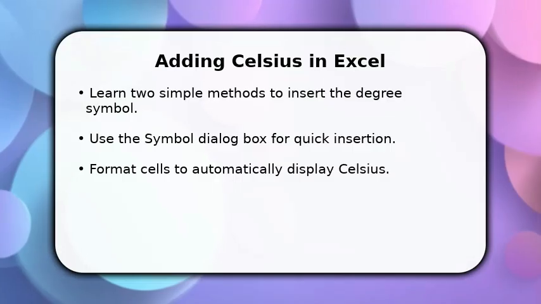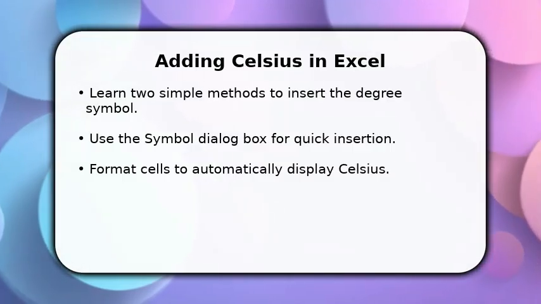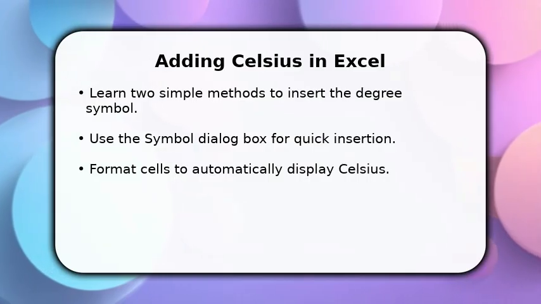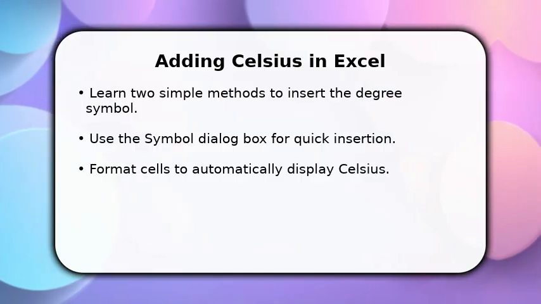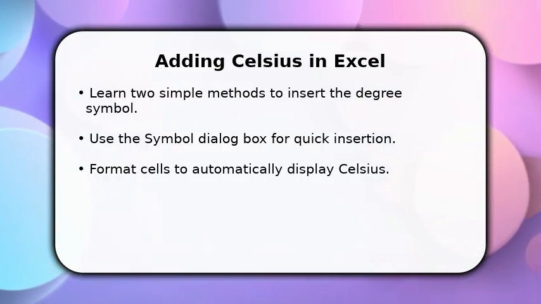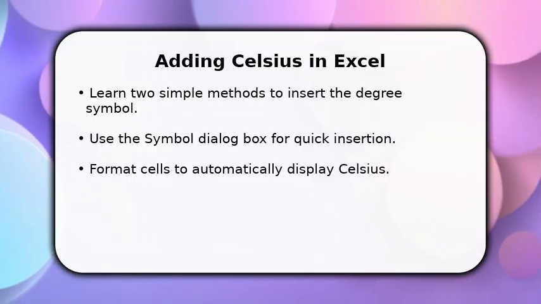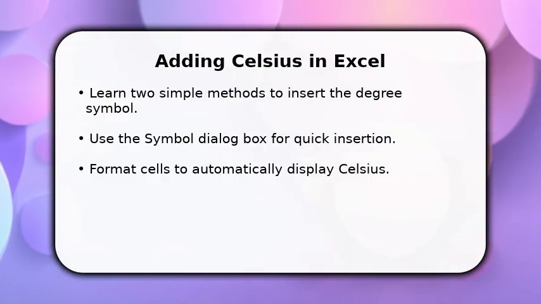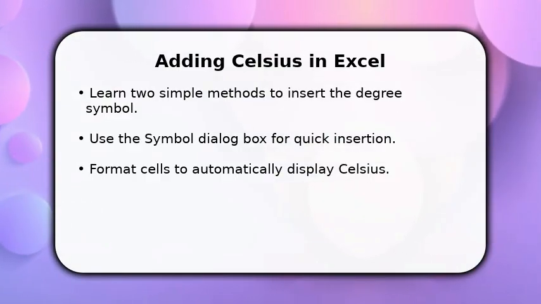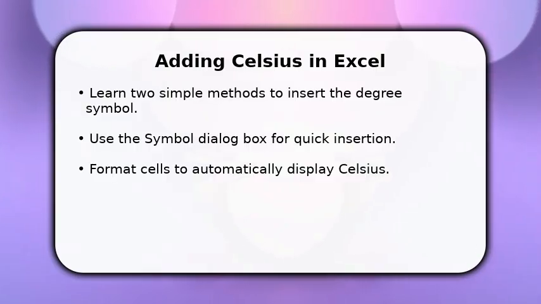Enjoy the video. In this video, I will explain how to add the degree Celsius symbol in Excel. First, open your Excel spreadsheet and select the cell where you want to insert the symbol. You can use the symbol dialog box, which is a straightforward way to find and insert special characters. This method is great for one-off insertions or when you need to quickly add the symbol without changing cell formatting.